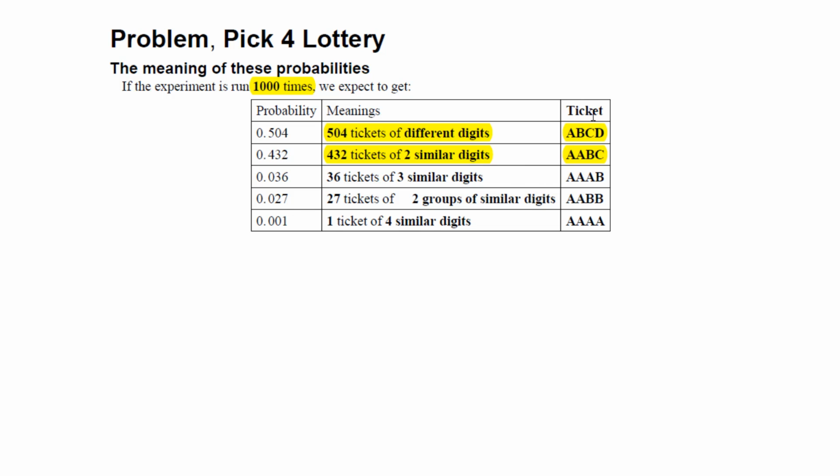We can find from this group that the two events that are most likely to happen are the event where the tickets are of different digits and the ticket of 2 similar digits. The rest of these events are less likely to happen, and the least likely to happen is the ticket of 4 similar digits. We can also conclude that from the history of winning numbers of this game for each game.